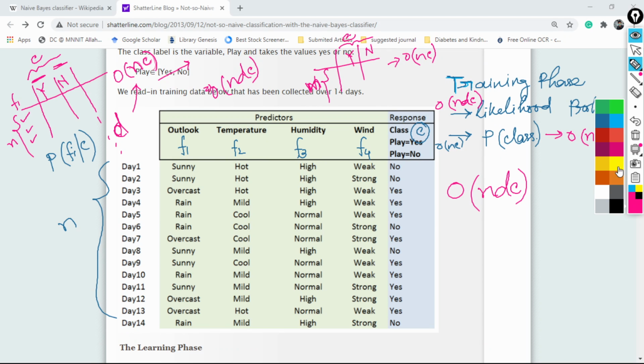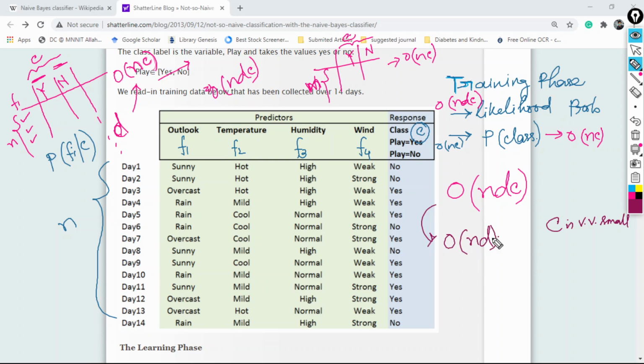Okay, NDC is the total time complexity required. If in some datasets the number of class labels, that is C, is very small, then this time complexity will simply be ND. If C is very small, then the required time is ND actually.